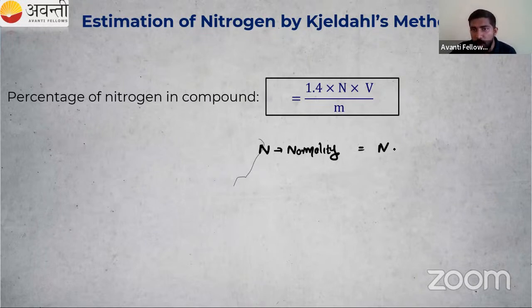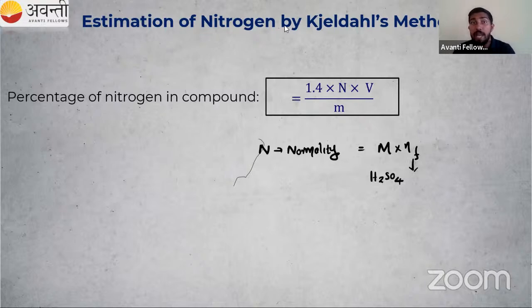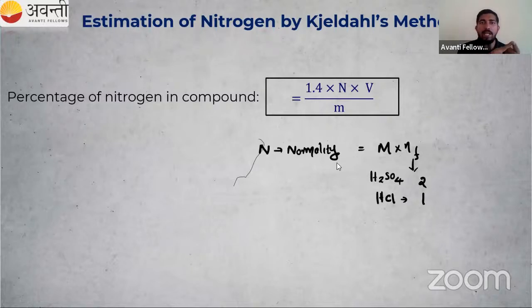If molarity is given, how to find normality? Normality is equal to molarity into N factor, or valency factor. Can you tell me, for H2SO4, what is the N factor? How many H plus can it release? That is our N factor. In the case of HCl, what is the N factor? H2SO4 can release 2 hydrogen. Yeah, JNV Srikakulam students, correct. So here it is 2. What about HCl? In the case of HCl, it is 1. So how to find normality if molarity is given? Molarity into N factor, or valency factor. So you will get normality.